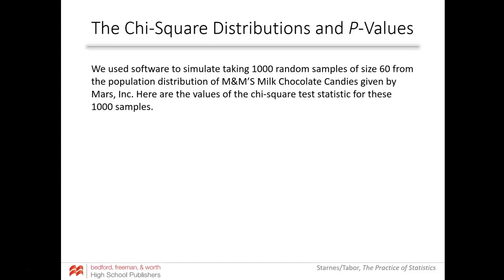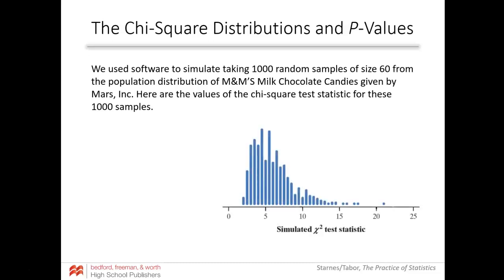Okay, so we're going to use software to simulate taking 1,000 random samples of size 60 from a population distribution of regular M&Ms. So remember our original intro problem, we had the breakdown, we knew what we should expect, we found this chi-square statistic, but we weren't really sure what to do with that information. Like, okay, well, is that crazy? Should we have gotten that? So what we're going to do here is explore, before we talk about the actual chi-square distributions, some simulation data.